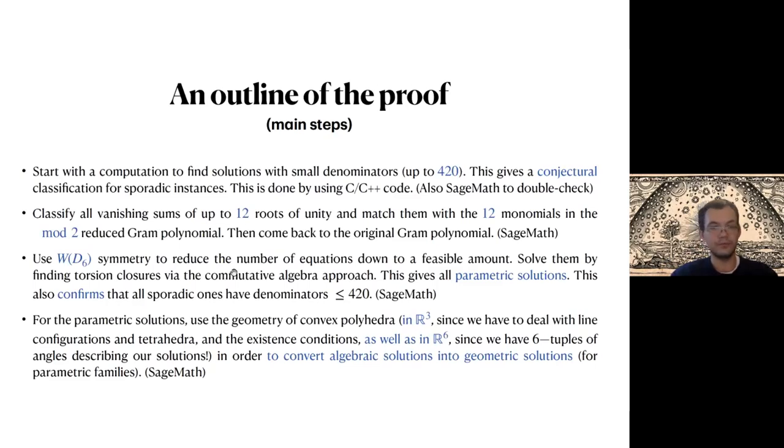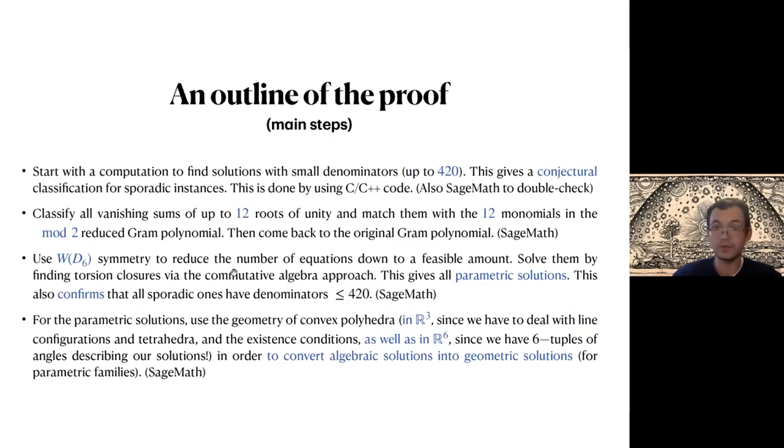And this also confirms that all sporadic solutions have denominators up to 420. So the experimental or numerical computations that we did in the first step is actually correct. We do not have to search for solutions with bigger denominators. This is also done in sage math.